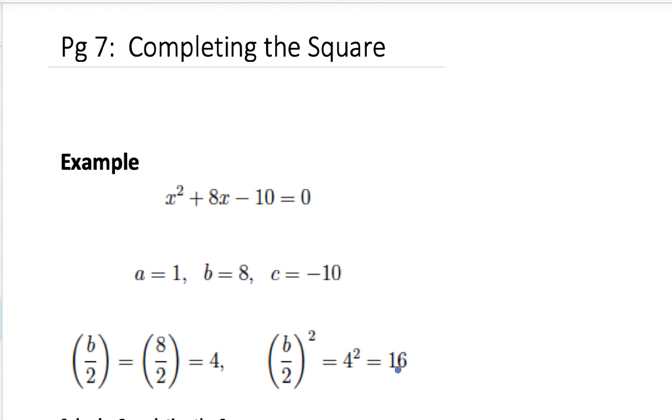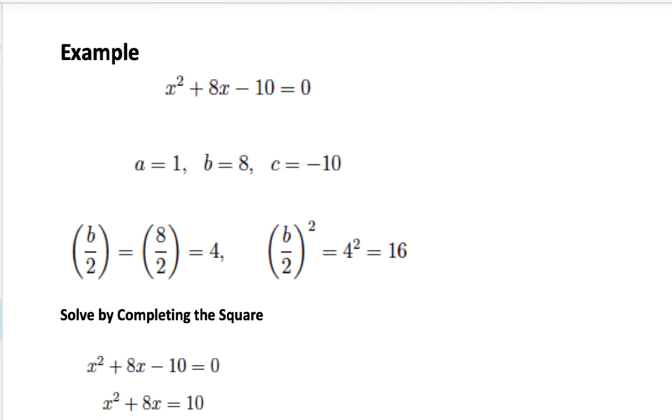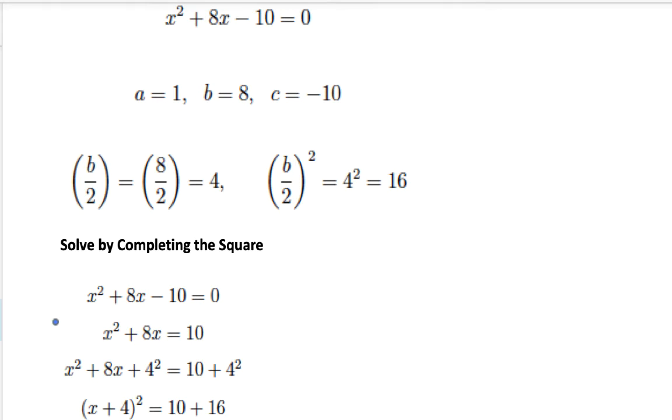So once we have completed all the things needed to apply completing the square, let's go back to the original equation given to us. First thing, remember, is x squared plus 8x minus 10. The very first step is to put the variables on one side. So x squared plus 8x is 10. And then we add the square of b over 2 on both sides, which is 4 squared plus 4 squared. Now the left-hand side, guys, is a complete square, which is written as x plus 4 the whole square equals 10 plus 16.